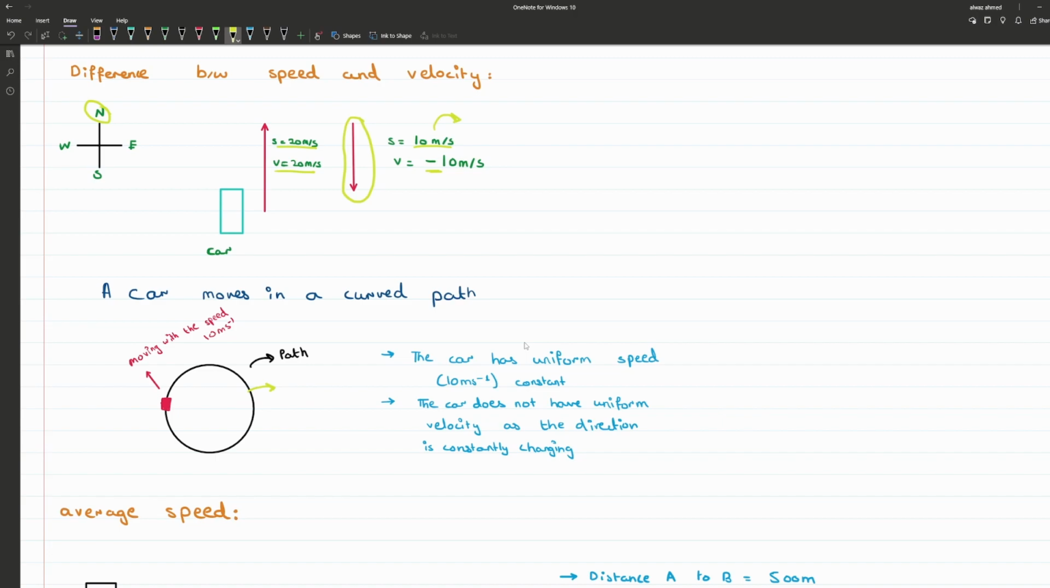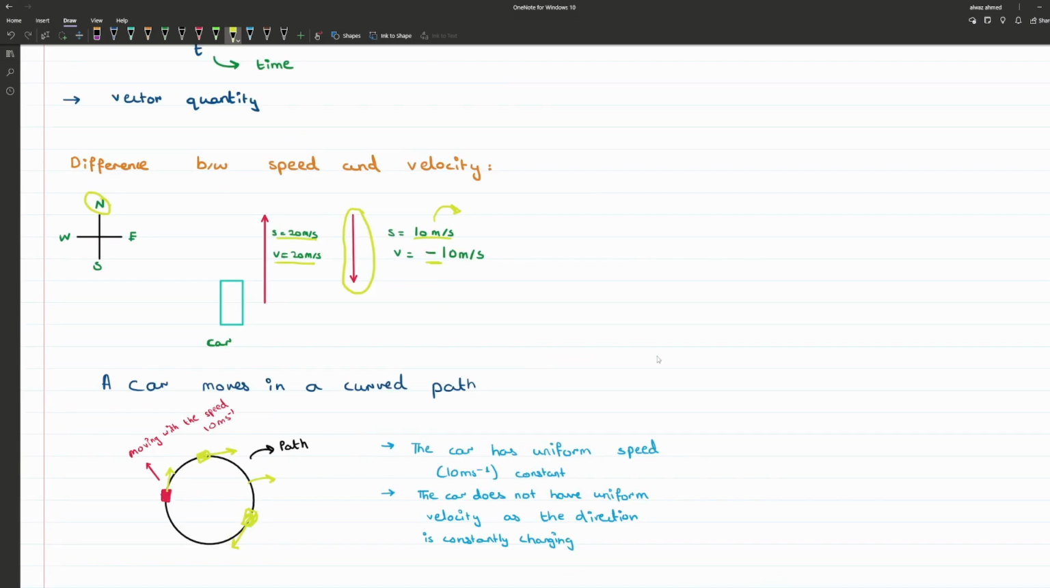Like in this example, the car is moving in this direction, but when the car will reach here, its direction is going to be this way. If it comes here, its direction is going to be this way. So it's constantly changing direction, and as the direction changes, so does the velocity, because the direction is not constant. So this whole difference is only because of distance being used in speed and displacement being used in velocity.